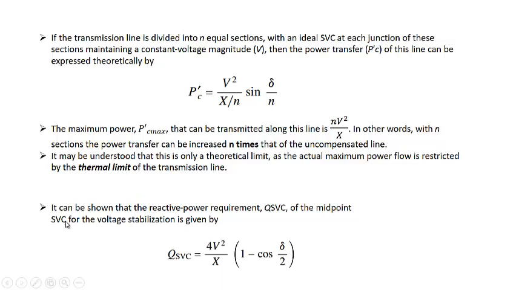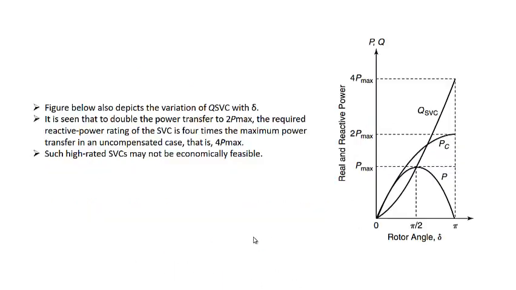Now, one more important thing that you need to understand: this ideal compensator, when we use it at the middle of the transmission line, its reactive power should be equal to 4V square by X into 1 minus cos of delta by 2. This also we have derived in the first classes. So its maximum reactive power, at delta equal to 180 degrees, will be 4 times Pmax. So that has to be kept in mind.